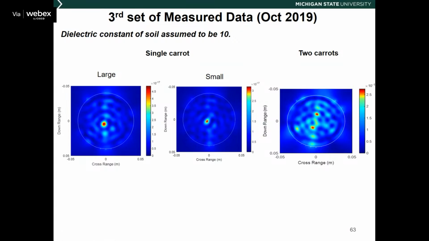So this is a set of measurement data and its reconstruction results for the single root and two roots here. As you can see, the signal to noise ratio has been significantly improved. And also the position accuracy is very good. And you have a very concentrated energy at the location of the roots.